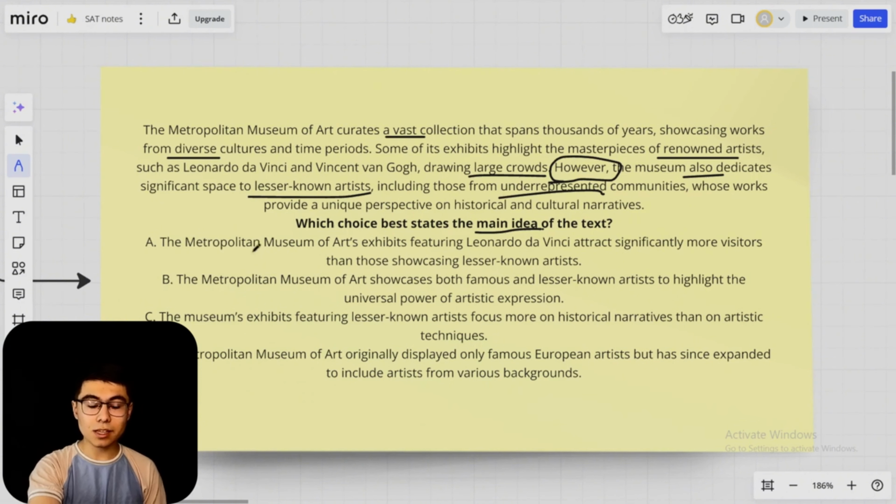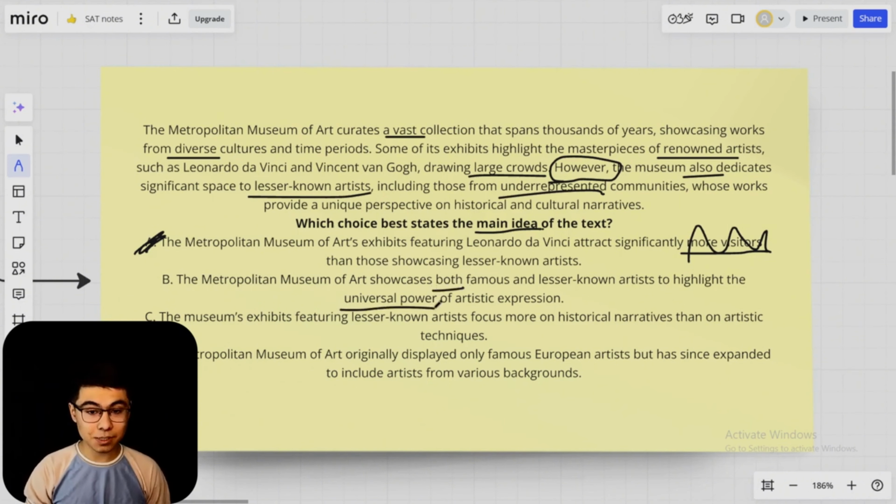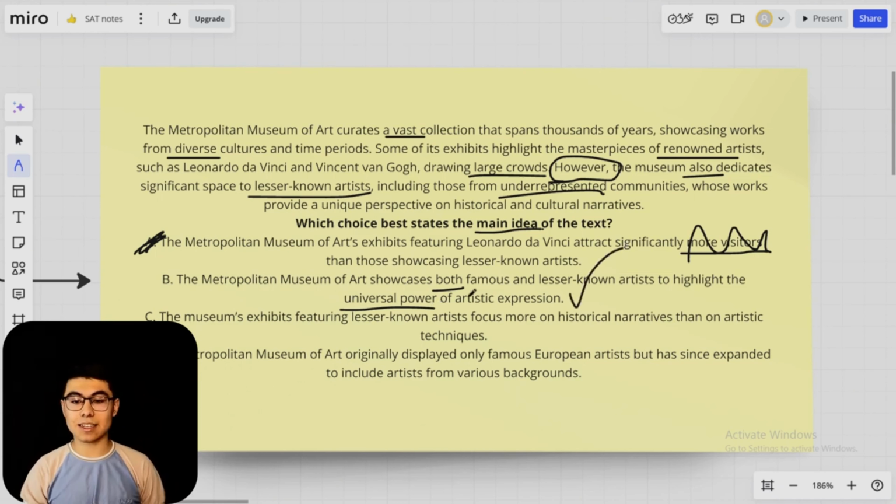Choice A, the Metropolitan Museum of Art's exhibits featuring Leonardo da Vinci attract significantly more visitors than those showcasing lesser-known artists. There's nothing about the number of visitors in this text, so that's why choice A is wrong. Choice B, the Metropolitan Museum of Art showcases both famous and lesser-known artists to highlight the universal power of artistic expression. Yes, it focuses on famous and lesser-known artists, so let's keep this choice.